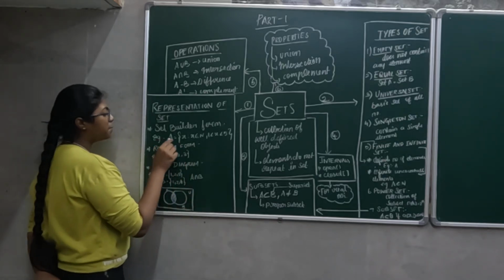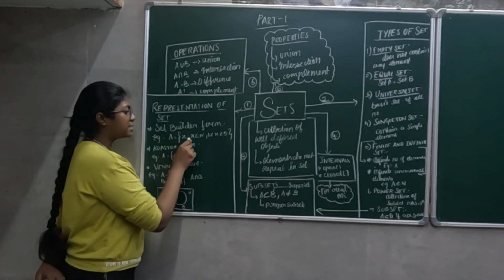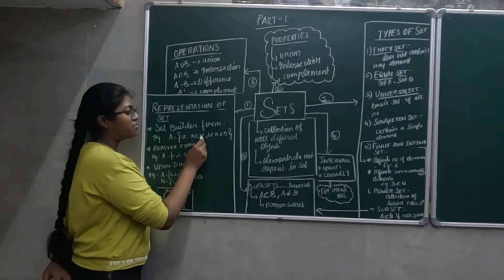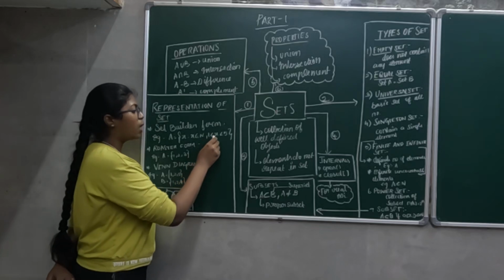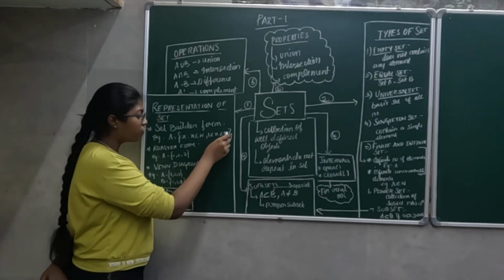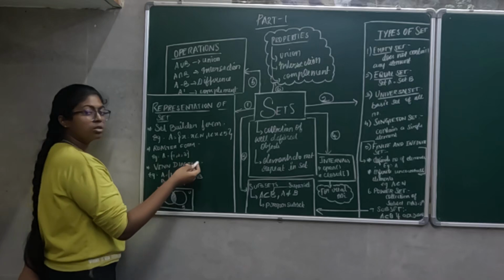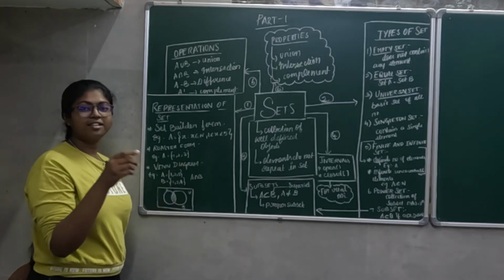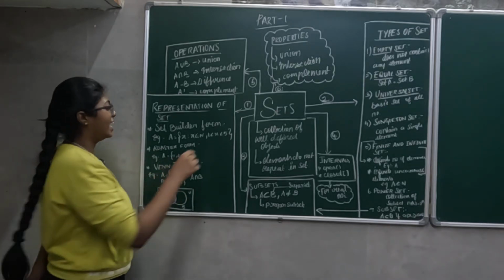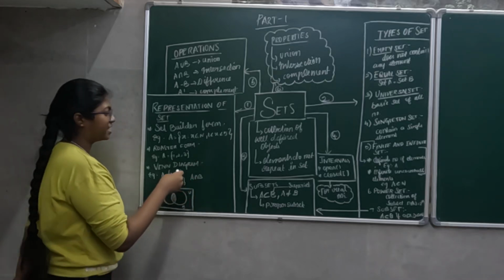For example, if A is equal to {x such that x belongs to N, which is a natural number, and 1 is less than x, and x is less than 5}. So 1 is less than x and x is less than 5.